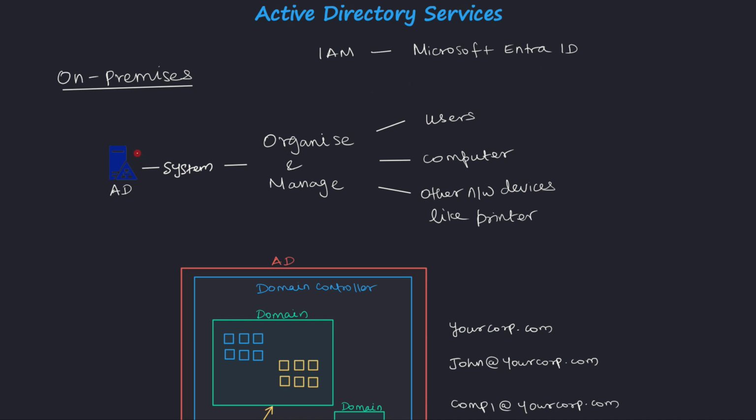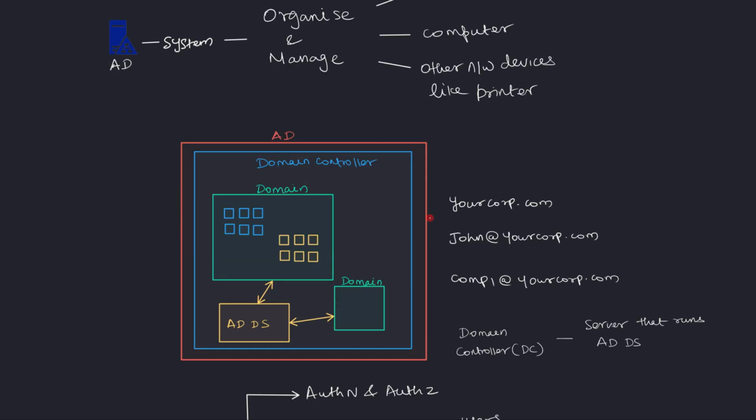So on-premises, you will have something called an Active Directory System. This system is used for organizing and managing users, computers, and other network-connected devices. This includes things like printers, scanners, and other network-connected devices. In this picture, within the Active Directory system, we have users and computers, and these are grouped into something called a domain.